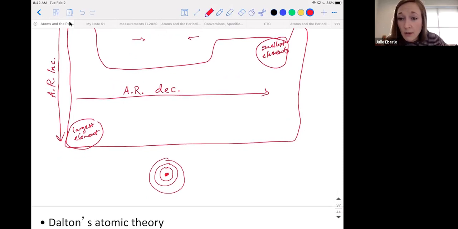I want you to be able to tell me the atomic radius trends. I want you to be able to order atoms or different elements in order of increasing or decreasing size.